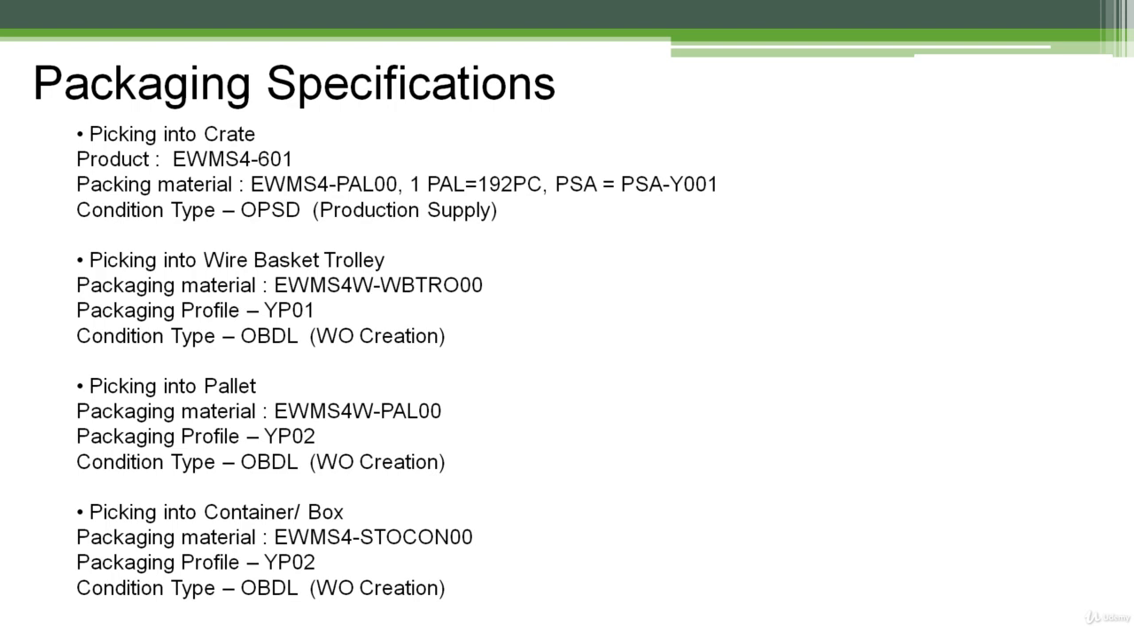There is also a packaging specification for production supply purpose. Let us maintain that packaging specification also. The packaging specification is for material EWM S4 601, where we are going to use it for picking it on an EWM S4 PL00 pallet. The packaging specification is used when we are supplying this part into a PSA Y001. And let us maintain the same packaging specification for the same product into our warehouse as well. So we would test the same product during the production supply process.